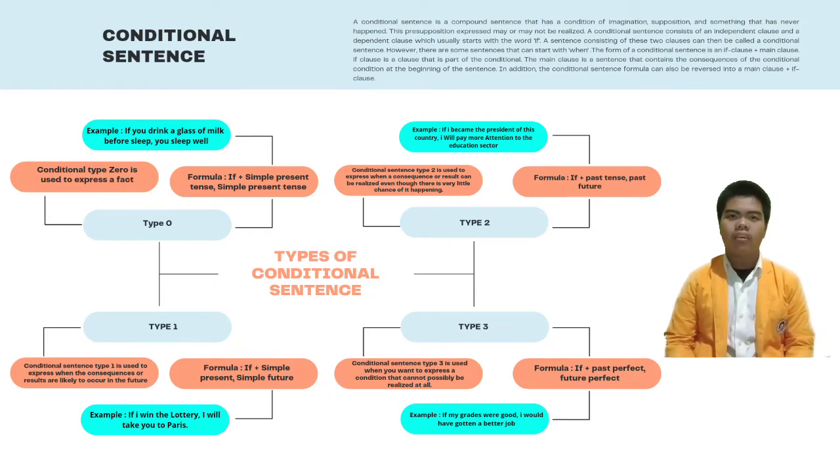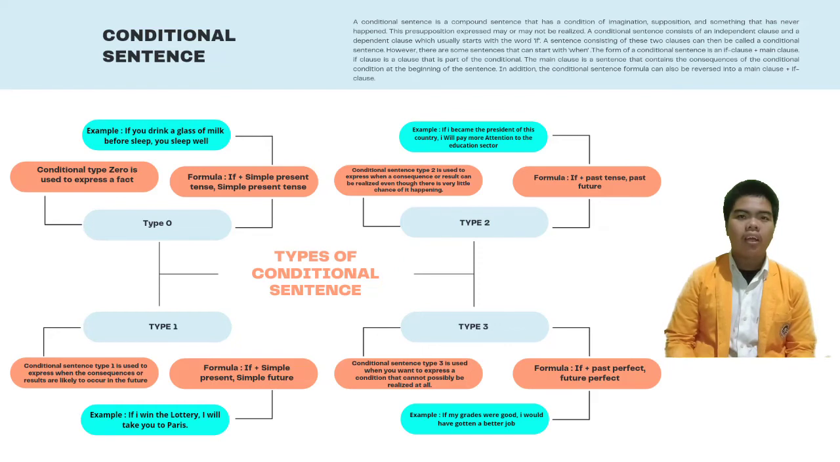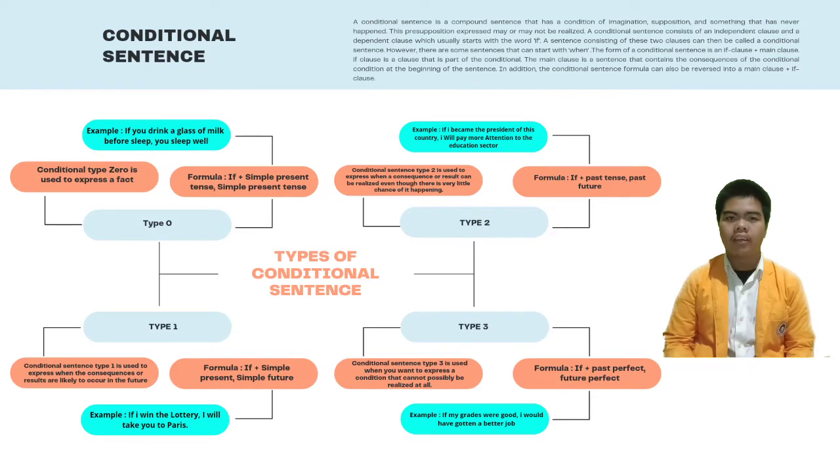Next, the fourth is the conditional of type 3. Conditional sentence type 3 is a conditional sentence that is used when you want to express a condition that cannot possibly be realized at all. This is because the conditions expressed are impossible or just imagination. And the formula for conditional sentence type 3 is if, past perfect, and future perfect.